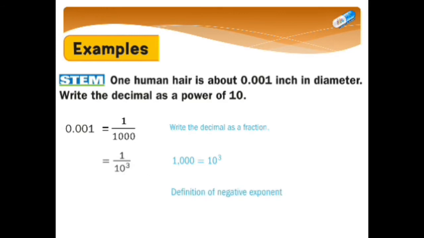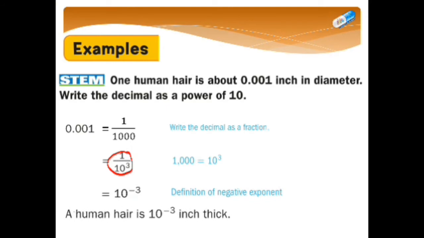Now we use the definition of negative exponent to find this one. We get its multiplicative inverse. So 1 over 10, its multiplicative inverse is 10. And the power here is positive 3, so we put here the opposite of it, which is negative 3. So a human hair is 10 power negative 3 inch thick.